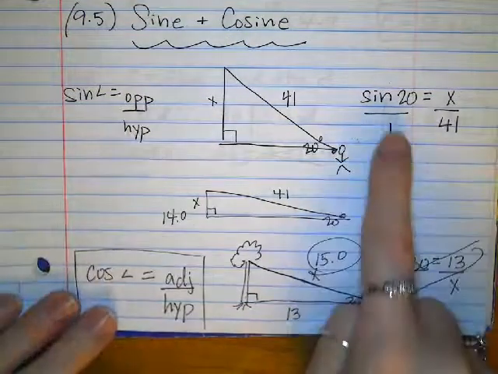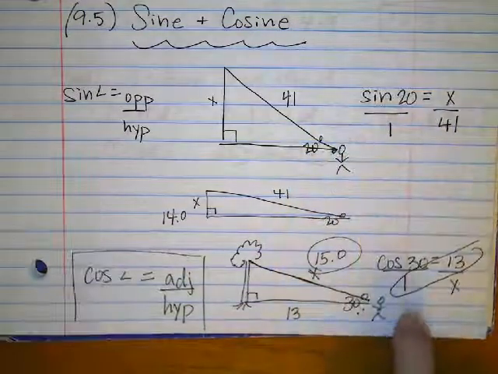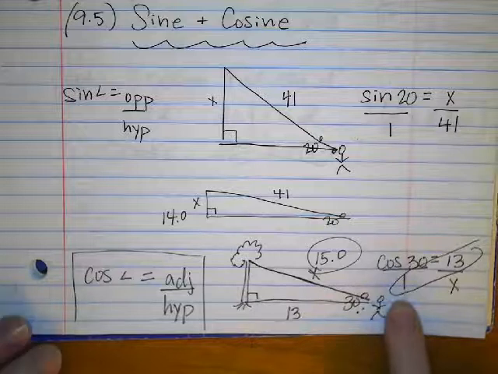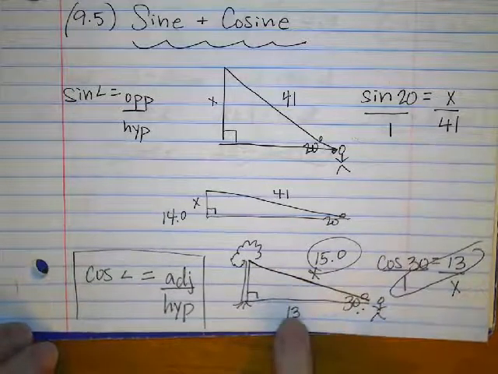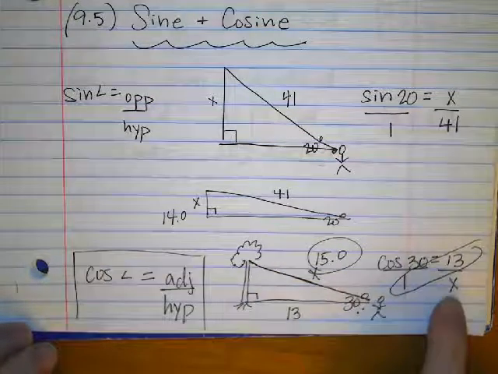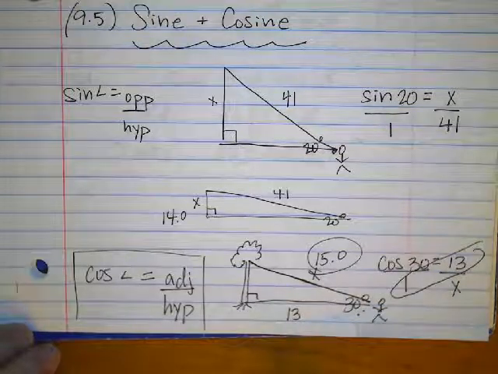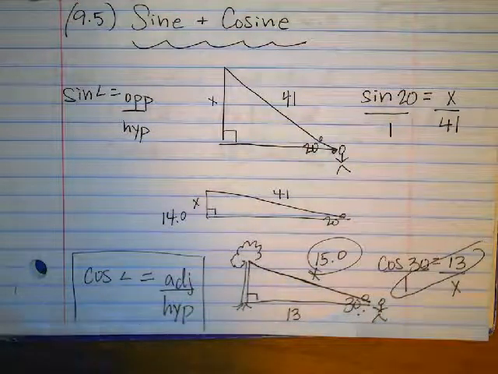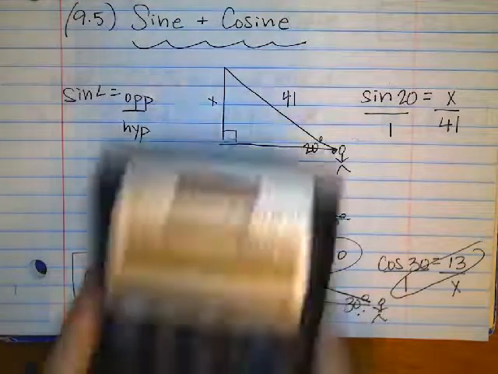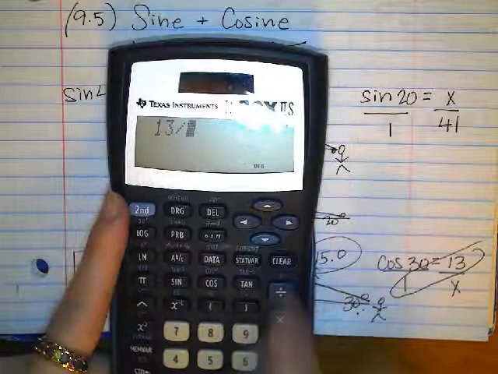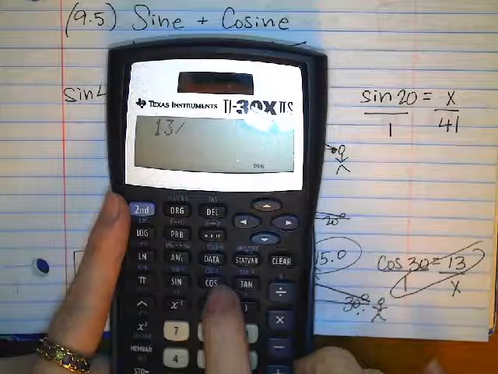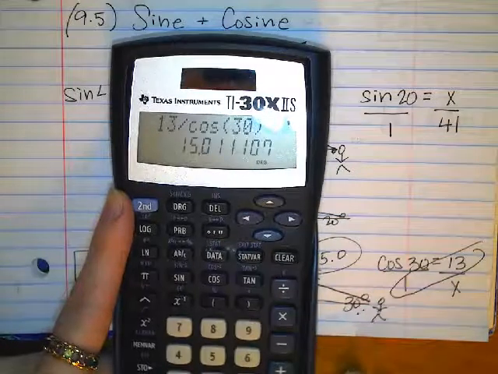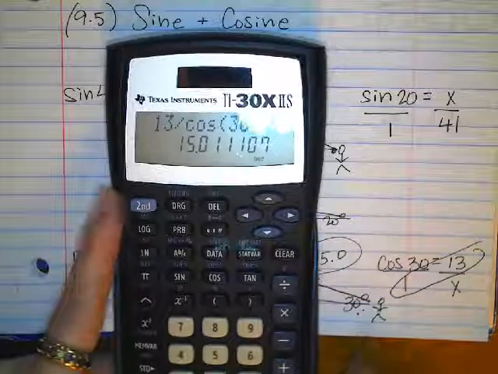And with this, we can set it up similar to the equation we had before. So if we do cosine of the angle we know over 1 is equal to 13 over x, then we can solve that way. So if you multiply 13 by 1, you get 13, and then divide by the cosine, so this cos button, cosine of 30, then you should get 15.